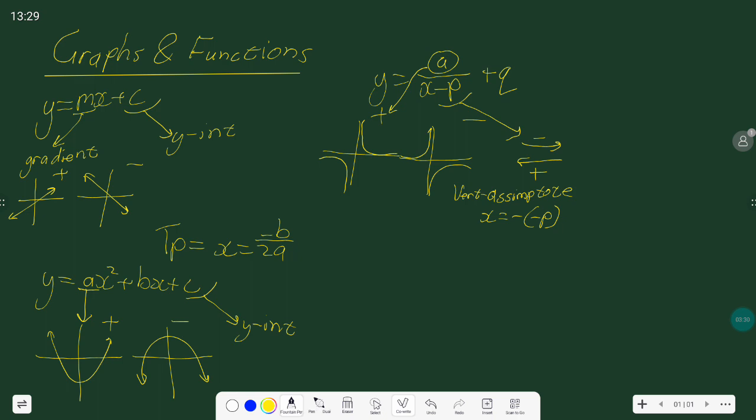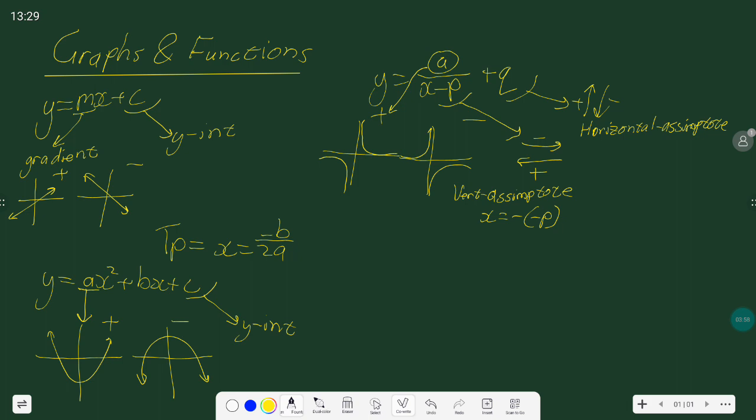My q value is responsible for moving my graph up or down. Up is positive, down is negative. It's also my horizontal asymptote.